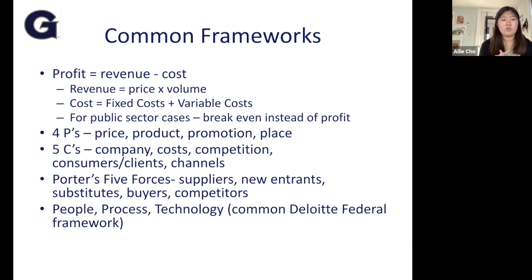There are other frameworks as well, like Porter's 5 Forces and the people, process, and technology frameworks. I won't bore you with reading them all because we can all take a look at the screen, but basically all of these thematically break down the problem into bite-sized chunks that you would need to diagnose what the problem is and figure out how to resolve it. So these are some starting things you can try to incorporate before you add your own little flair.